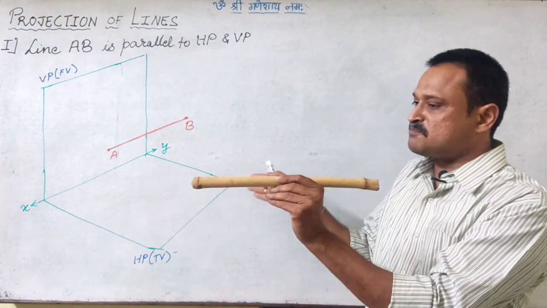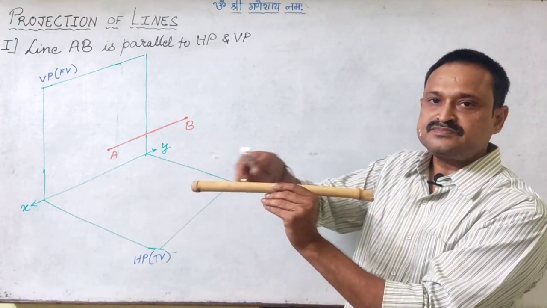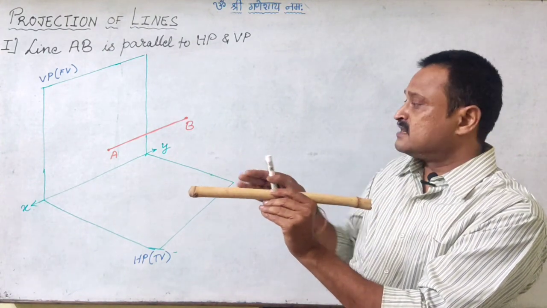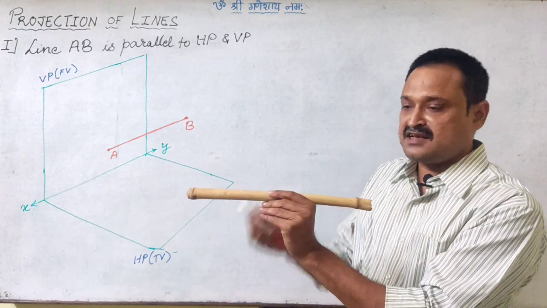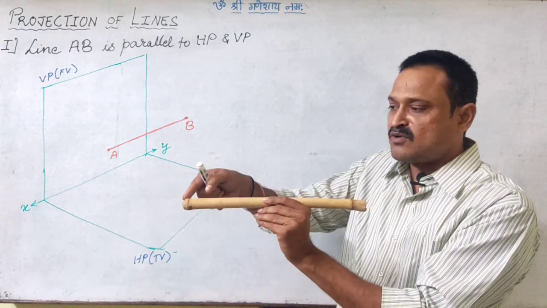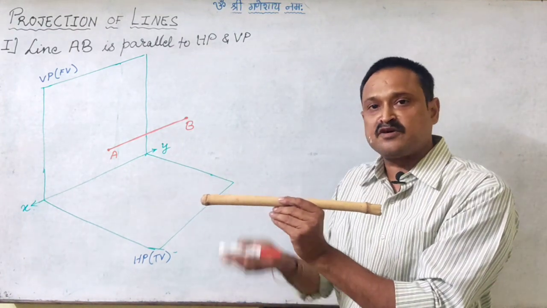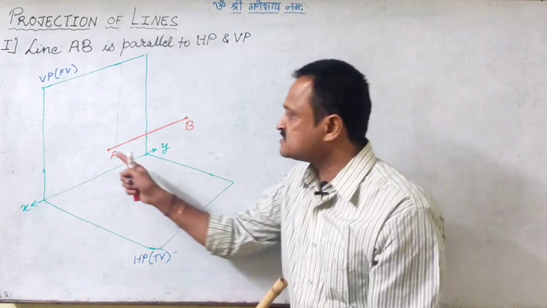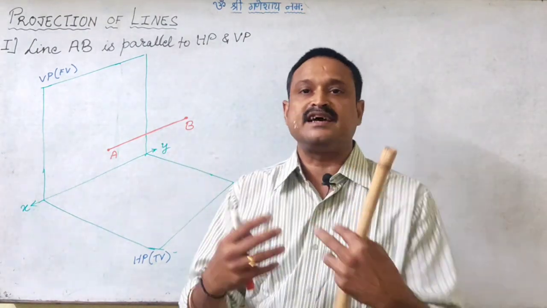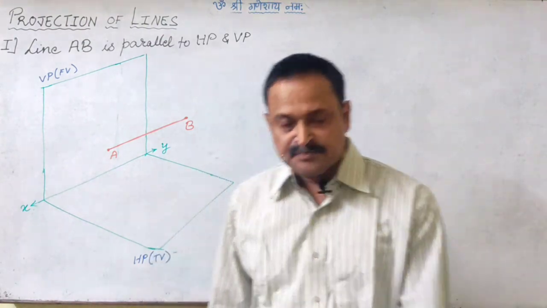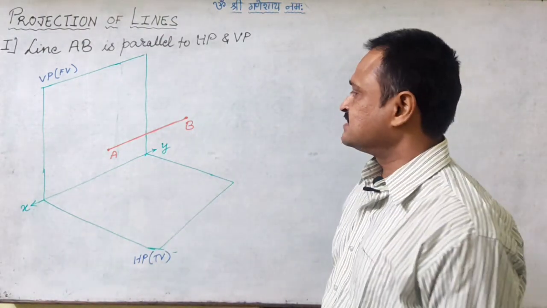The line is parallel to VP. That means all the points of this line are at the same distance from VP. When I say that the line is parallel to HP, then all the points on this line are at the same height from HP. So the distances of the ends A and B will be the same from both HP and VP. Then only it will be parallel to both the planes, right?